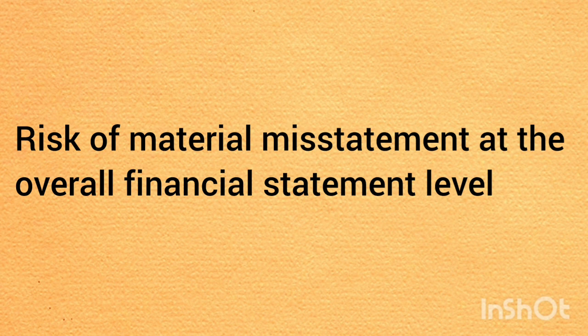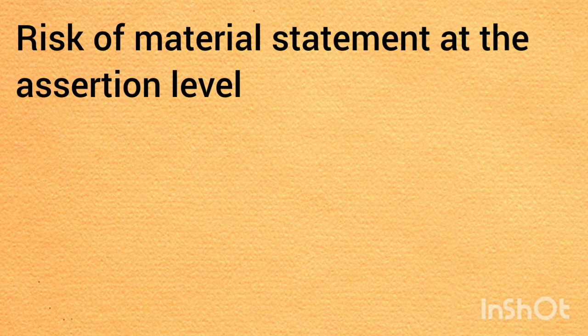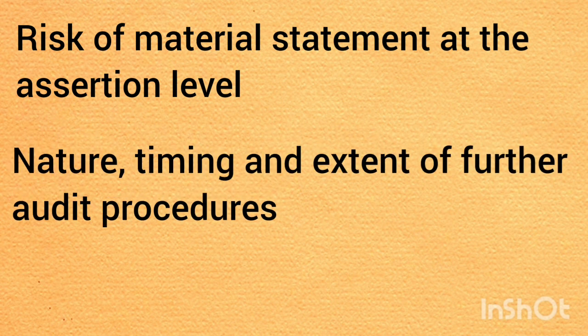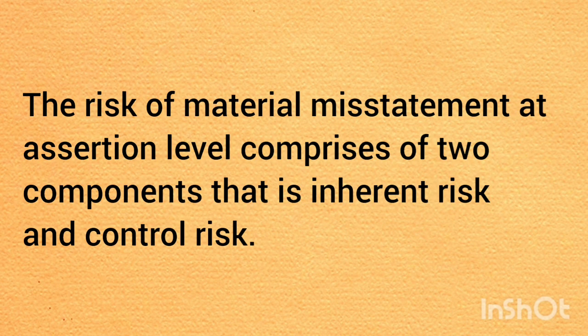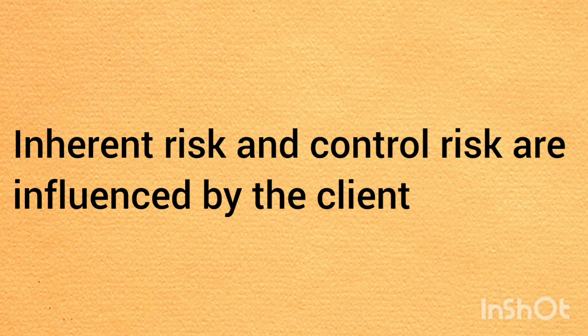may affect many assertions. Risks of material misstatement at the assertion level are assessed in order to determine the nature, timing, and extent of further audit procedures necessary to obtain sufficient appropriate audit evidence. This evidence enables the auditor to express an opinion on financial statements at an acceptably low level of audit risk. The risk of material misstatement at the assertion level comprises two components, that is, inherent risk and control risk. Both inherent risk and control risk are influenced by the client.